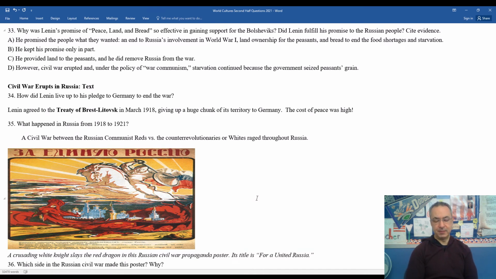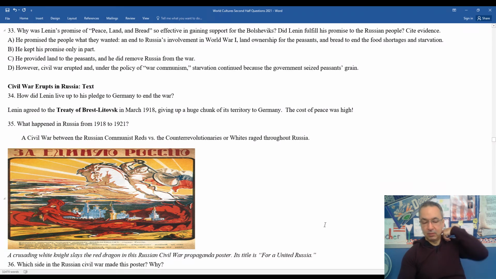35, what happened in Russia from 1918 to 1921? A civil war between Russian communist Reds versus the counter-revolutionaries or Whites took place in Russia. You can see here would be a propaganda poster during this period of time. A crusading white knight slays the Red Dragon in the Russian Civil War. Its title is For a United Russia.